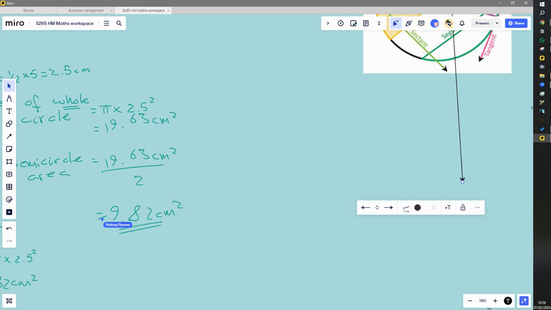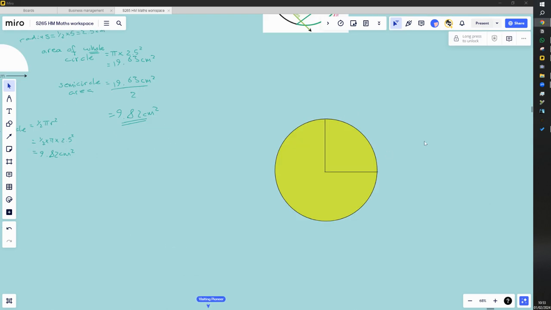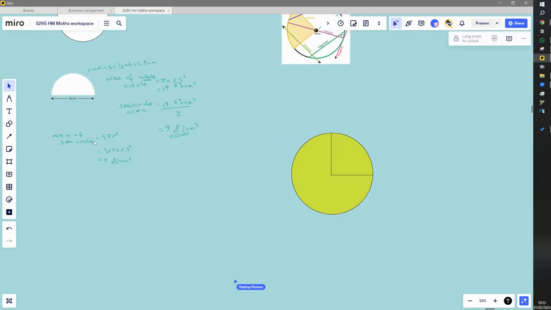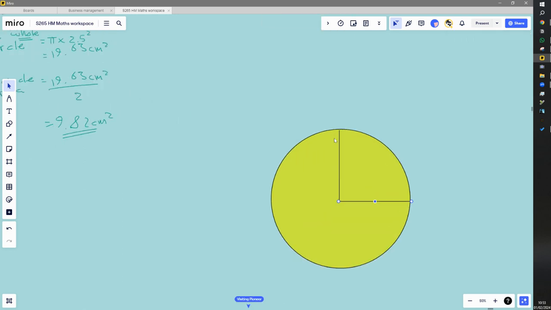Okay, so let's imagine the sector is just a quarter of a circle. Well, if it's a quarter of a circle, just like with the semicircle, where we divided the area of the full circle by 2, now we would just divide the area of the full circle by 4, because it's a quarter of a circle. And if it's an eighth of a circle, then of course we take the area of the full circle and divide it by 8.